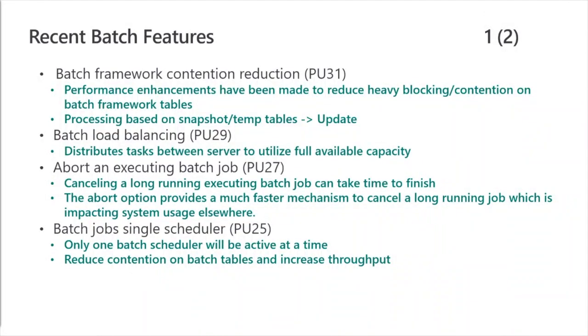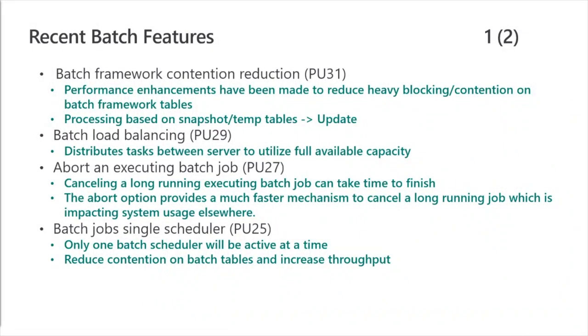On a similar note, we have the batch load balancing that was introduced in PU29. This is an example where we try to optimize the way tasks are distributed between servers to make sure that at any given time we utilize the full available capacity. That is there as default behavior.